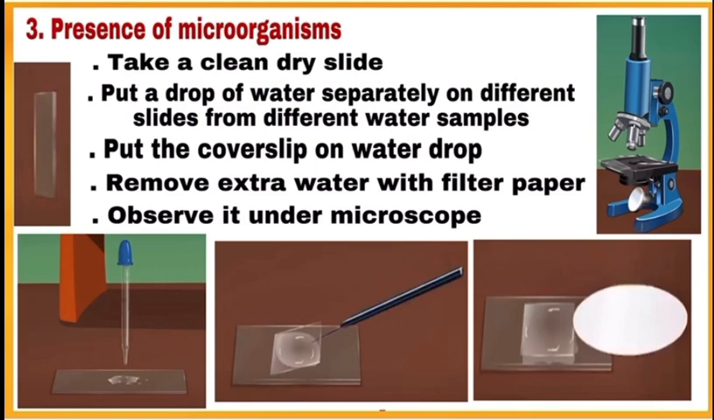This is the procedure involved to check the presence of microorganisms. Take a clean dry slide. Put a drop of water separately on different slides from different water samples. Put the cover slip on the water drop and remove extra water with the help of filter paper. Finally, observe the slide under the microscope. You can note all these steps in the figure given below.